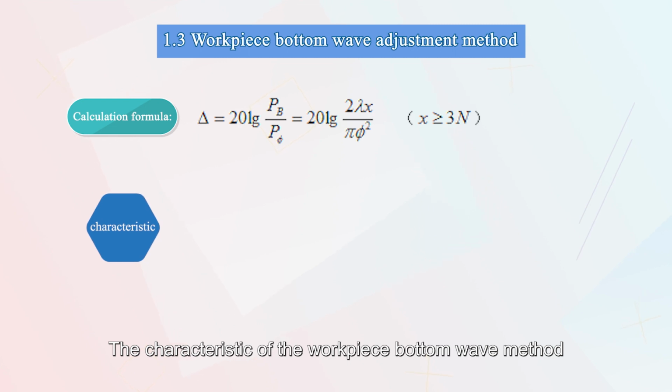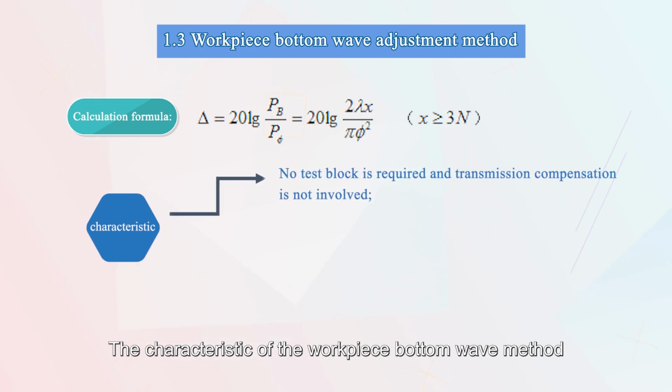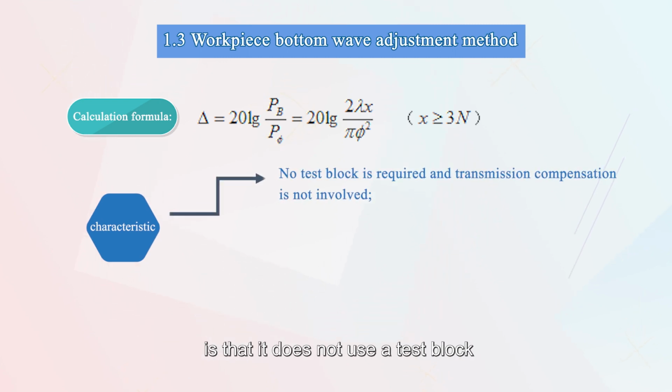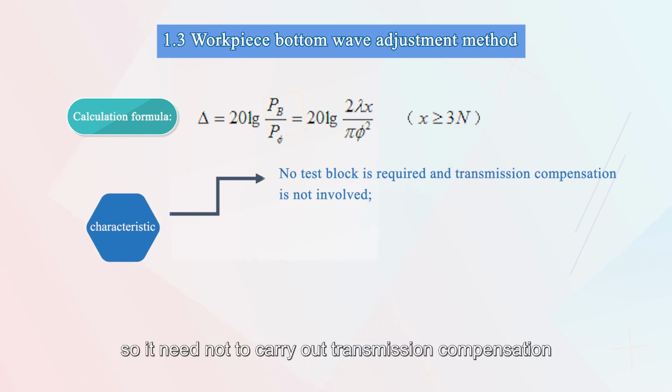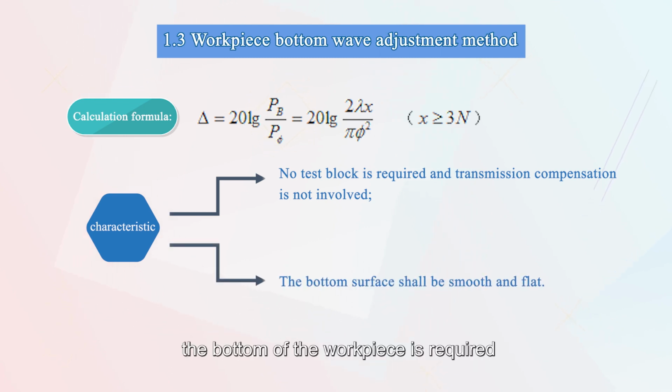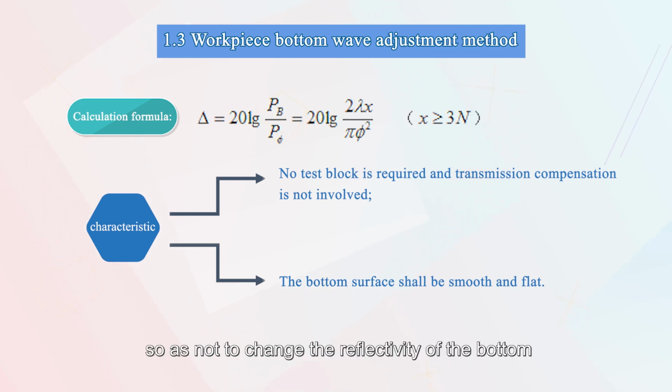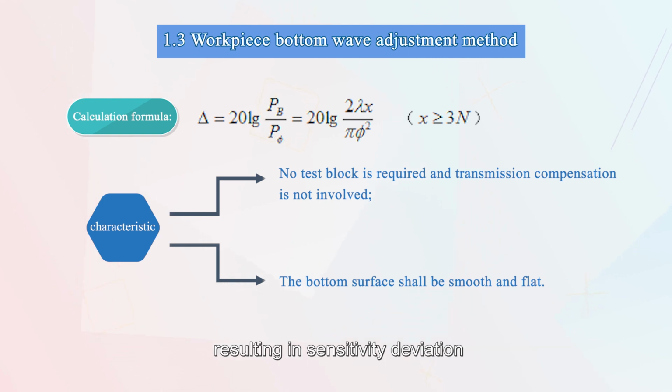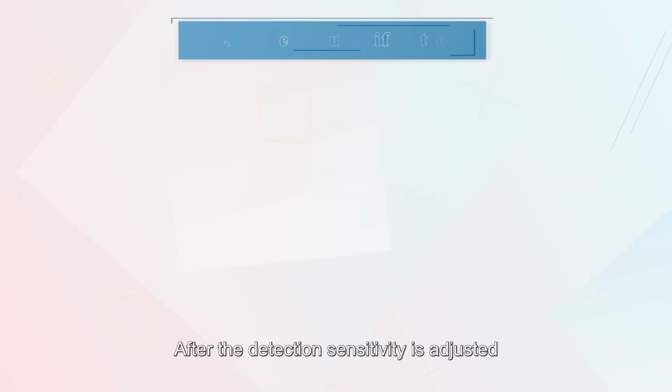The characteristic of the workpiece bottom wave method is that it does not use a test block, so it need not carry out transmission compensation like the test block method and the curve method. However, the bottom of the workpiece is required to be smooth and clean, so as not to change the reflectivity of the bottom, resulting in sensitivity deviation. After detection, sensitivity is adjusted.